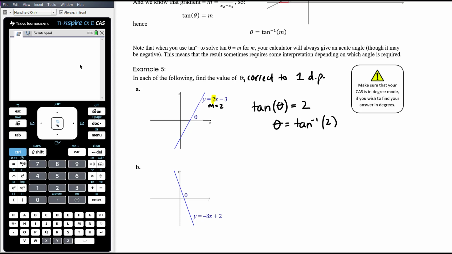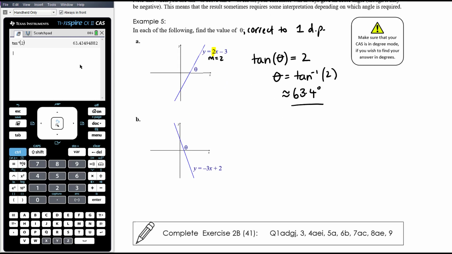Alright, so we need inverse tan, so trig button, inverse tan of 2, control enter to get a decimal value. We're in degrees, so correct to 1 decimal place, it is 63.4 degrees. And again, a little bit of, does my answer make sense? If you've got a line that for every one step across, you go 2 steps up, which is what a gradient of 2 means, does it make sense that that angle would be about 63 degrees? Yes, it does.